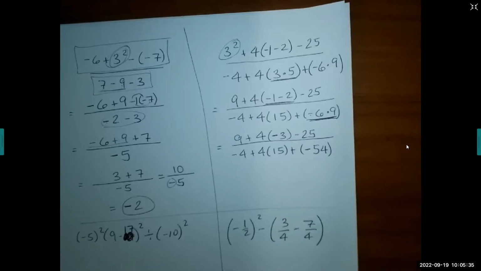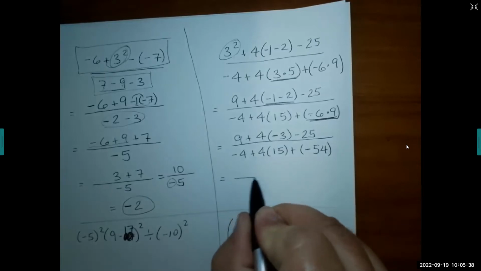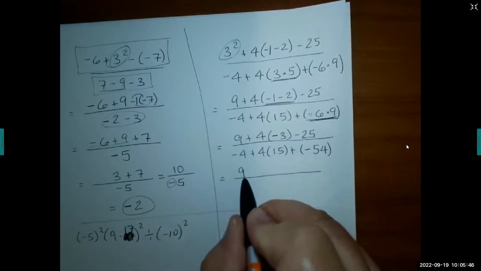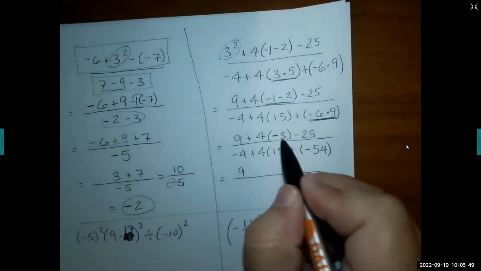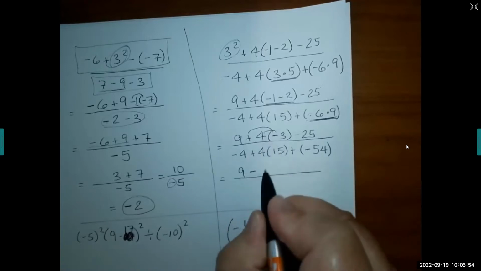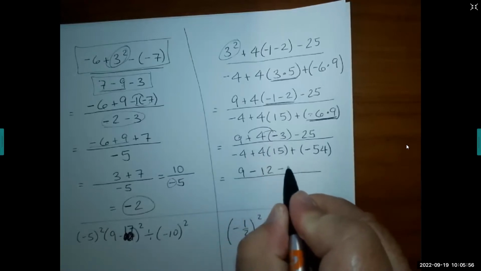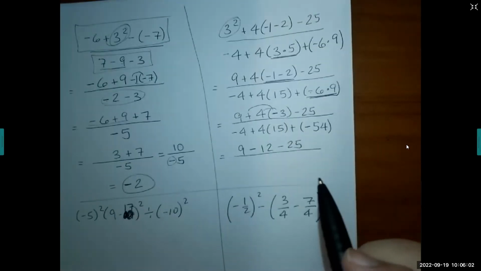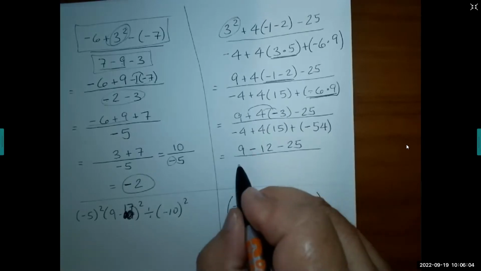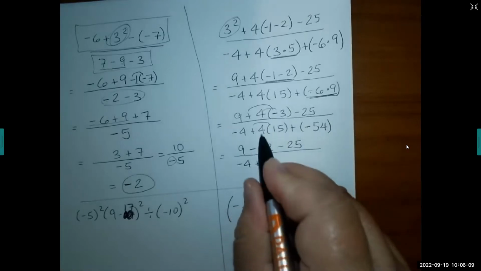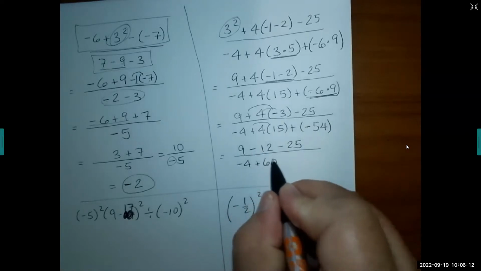Repeat the process. On top, are there any special operations? There is parentheses, but we can't do anything inside there, so no special ops. Now we have to multiply to get rid of the parentheses. Positive times negative is a negative. 4 times 3 is 12. Same on the bottom. Positive times positive is positive. 4 times 15 is 60.